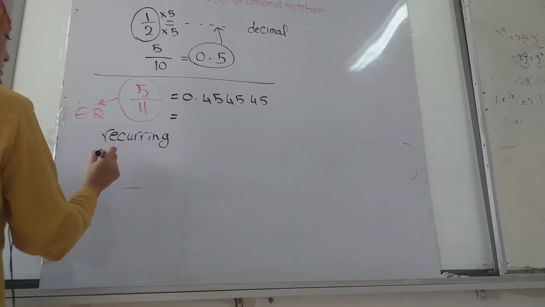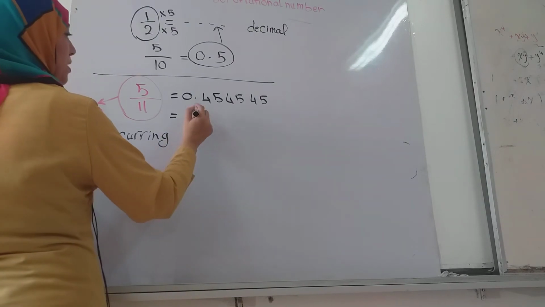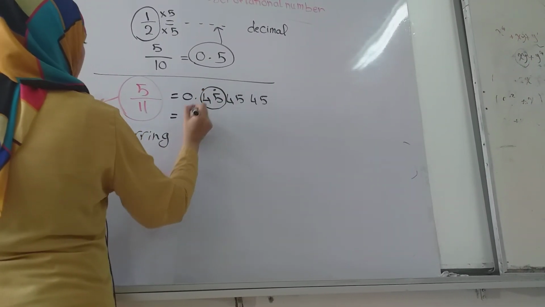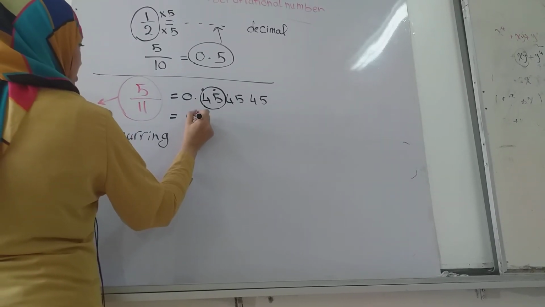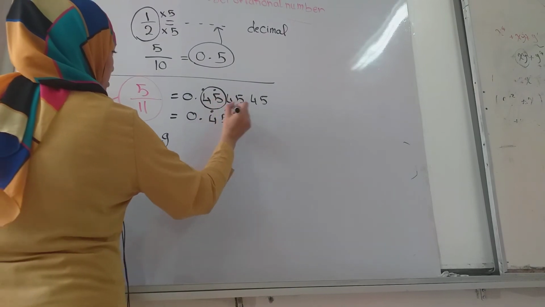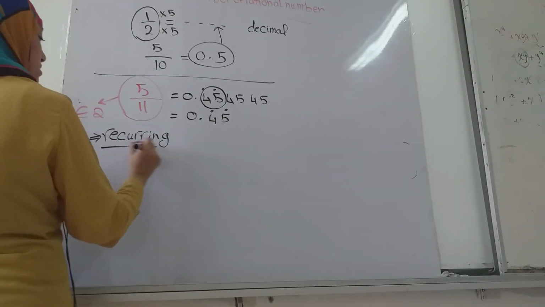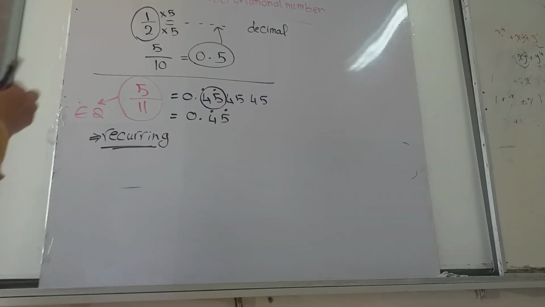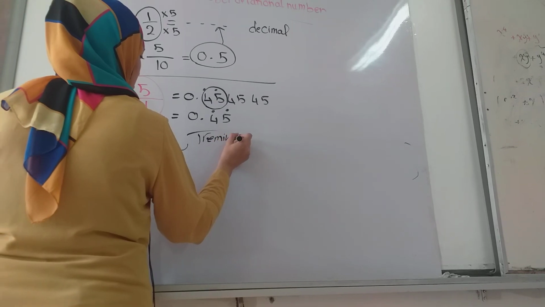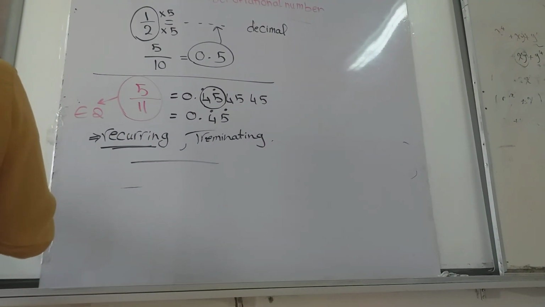Recurring decimal means the repeated digits have a point put on them. So it will be 0.45 with a point over each repeated digit. So I take the repeated number and put a point on it. This means recurring decimal, or terminating decimal.